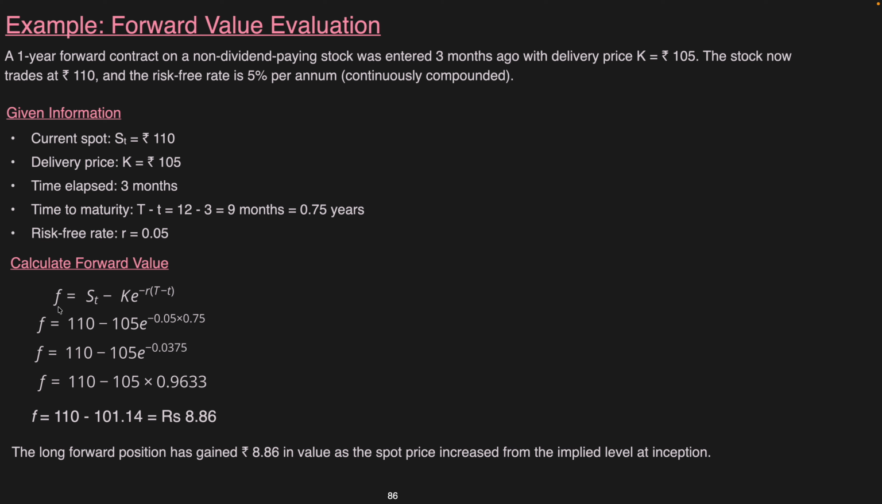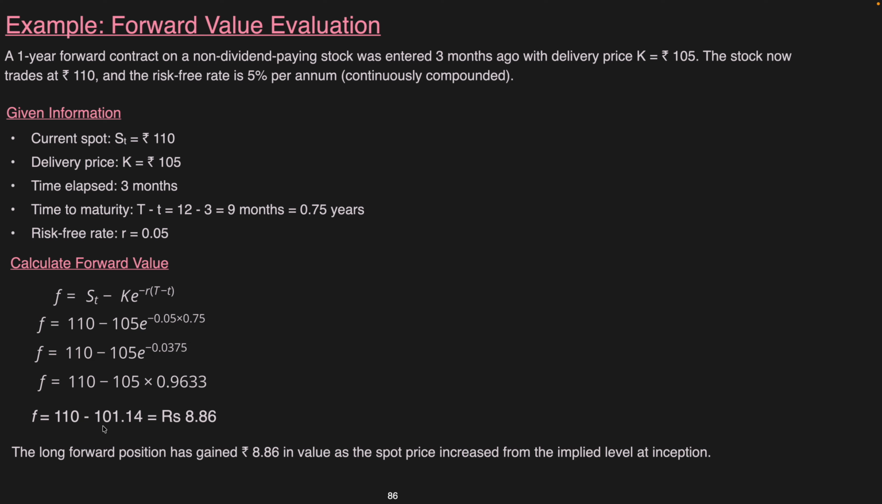So what is the formula for forward value? The value of the contract will be (S_t, that is the spot price at time small t, that is the spot price after 3 months, minus the delivery price K) into e to the power of minus risk-free rate into the time remaining to maturity. So here it is 110 minus 105 into e to the power of minus 0.05 into (T minus t), here 0.75 years. So you get the value of the contract as rupees 8.86.